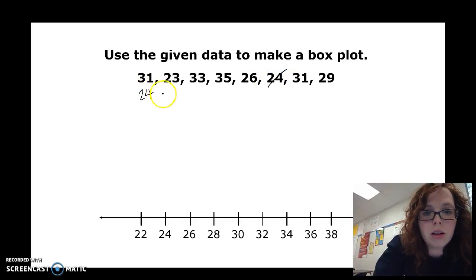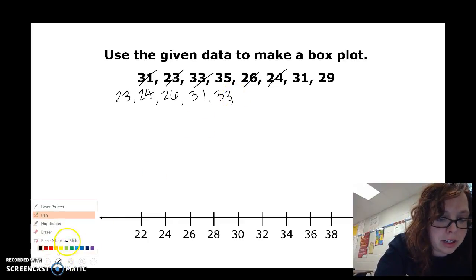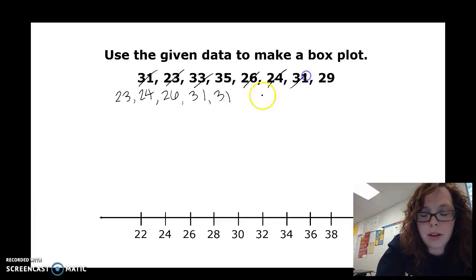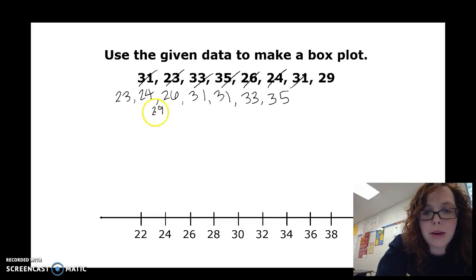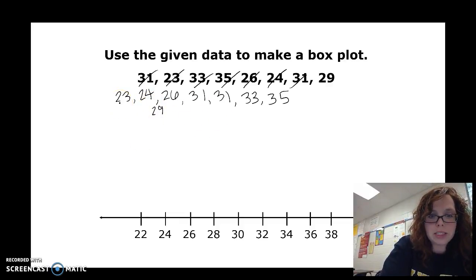24. Oops, I missed 23. 24, 26, 31, 33. Oh, crud. Sorry, there was another 31. 31, 33, 35. Oh man, and there was a 29 down here. Wow, guys, I'm bad today. All right, so our least data point is 29, 23. I'm crazy. 23. Greatest is 35.